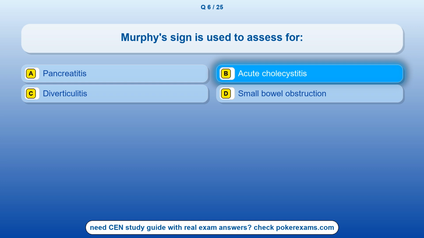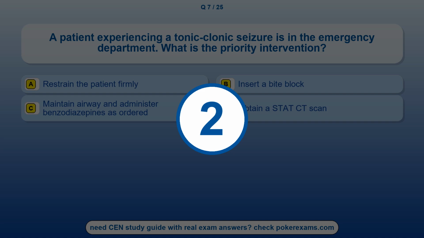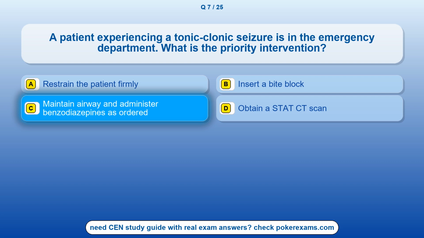Acute cholecystitis. Question 7. A patient experiencing a tonic-clonic seizure is in the emergency department. What is the priority intervention? Option A. Restrain the patient firmly. Option B. Insert a bite block. Option C. Maintain airway and administer benzodiazepines as ordered. Option D. Obtain a stat CT scan. The correct answer is option C. Maintain airway and administer benzodiazepines as ordered.